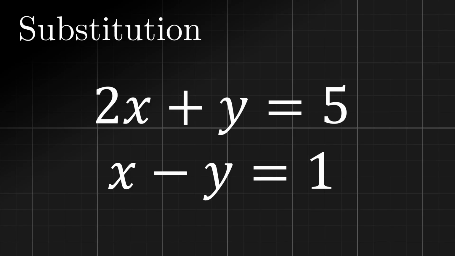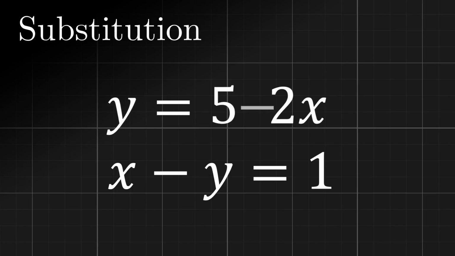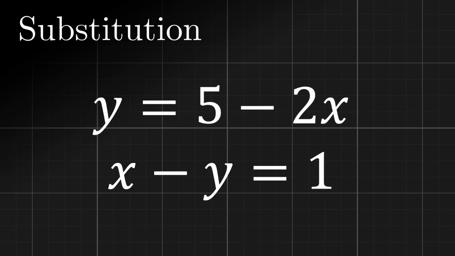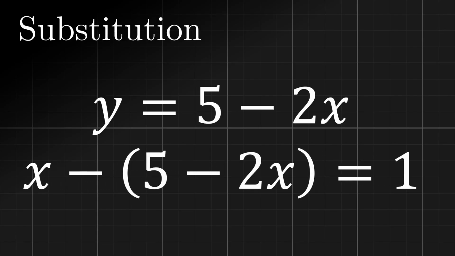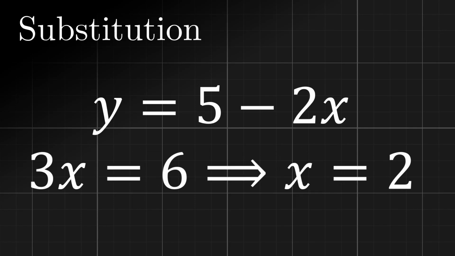From equation 1, it's easy to get y is equal to 5 minus 2x. Then we substitute that into the other equation, so we get x minus (5 minus 2x) is equal to 1. Then we solve the resulting single variable equation, x minus 5 plus 2x equal to 1, so 3x is equal to 6, so x is equal to 2.